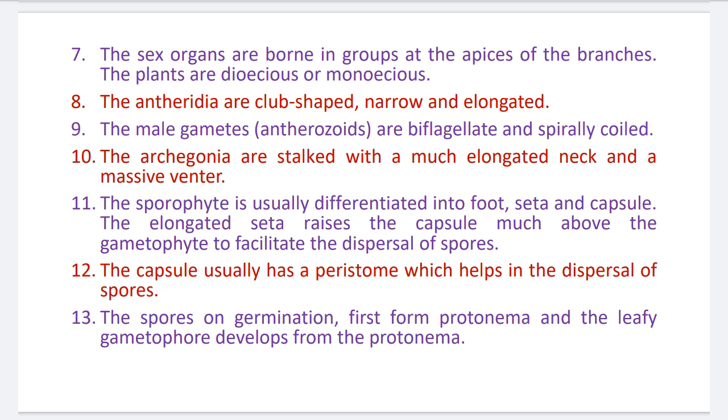Then number 11. The sporophyte is usually differentiated into foot, seta and capsule. All the parts of the sporophyte are present in Bryopsida. The elongated seta raises the capsule much above the gametophyte to facilitate the dispersal of spores. Here the seta is very long, and because of this the capsule or sporangium is much above the plant body, for easy dispersion of the spores.